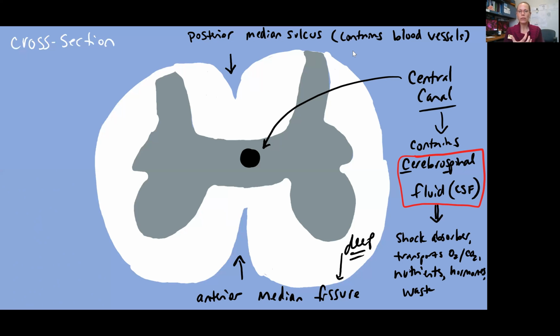have this CSF fluid running through the center, and then we'll also see it surrounding the outside of the spinal cord. So in addition to doing all the transport that we expect from our blood supply, we're getting this additional shock absorption and buoyancy to our entire central nervous system. So we'll see it in both the brain and the spinal cord.